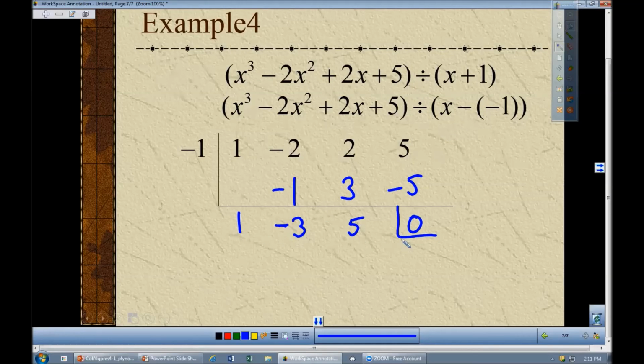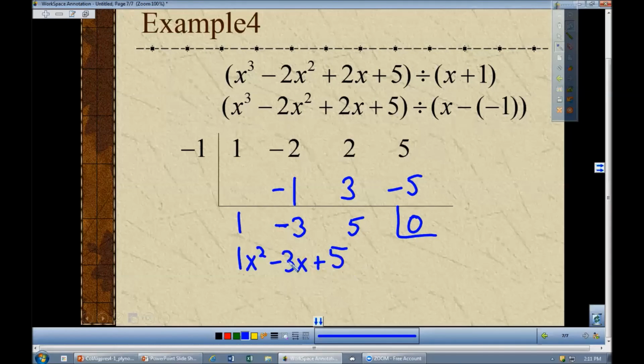Now let's interpret this answer. Remember, our original polynomial was x cubed. I'm going to take a step down and make this 1 the coefficient of x squared. The -3 is the coefficient of x, and then the 5 is a constant. And we have a remainder of 0, so we don't really have to write the remainder or write 0 over x plus 1. We can simply write our quotient as x squared minus 3x plus 5.